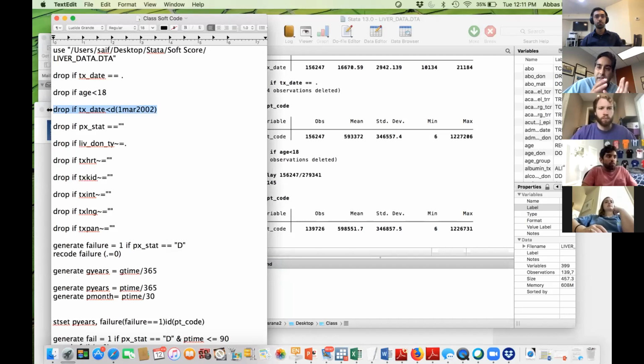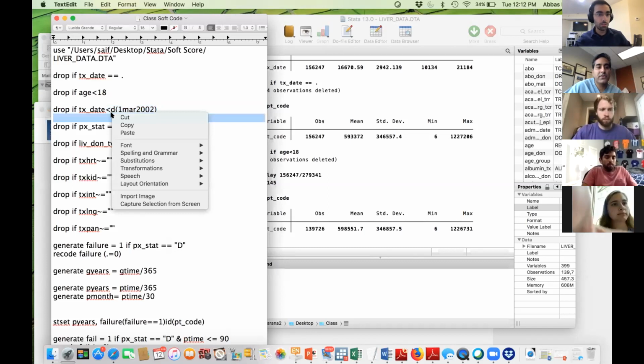Now, you don't want to make the period too small because then you have less power, because you have fewer people, and your analysis is less likely to yield significant results. But if it's too big a period, then you introduce confounding from previous eras, how things were done before. Now, if you look at this line of code, it's written kind of strangely. There's a d, parentheses, the day, then the month as a 3-letter abbreviation, and then the year. That's how dates are coded, so you have to learn that language. So this is basically saying drop if the transplant happened before that date, March 1st.